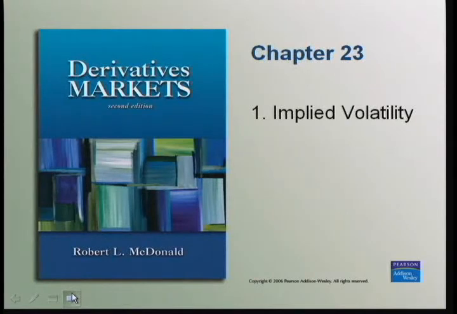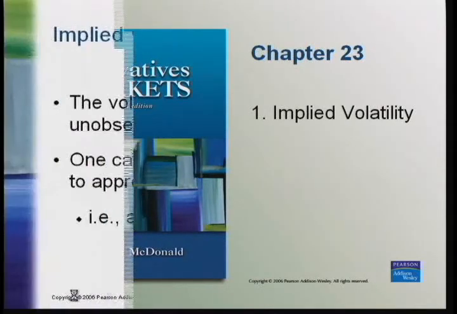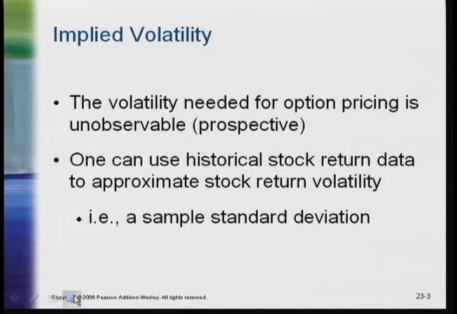First one is implied volatility, which is a topic that's come up before. Implied volatility is the volatility needed in an option pricing formula in order to reproduce the price observed in the market. Typically, people use the Black-Scholes formula in order to do this. So sometimes people call it the reverse engineering of price.